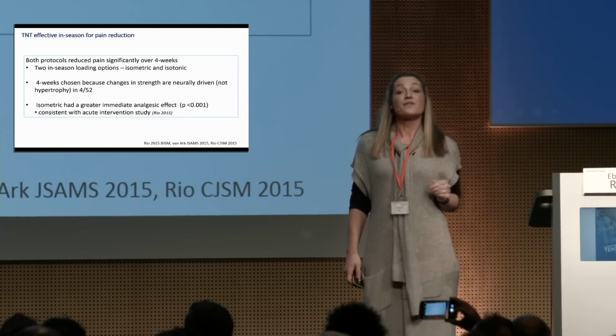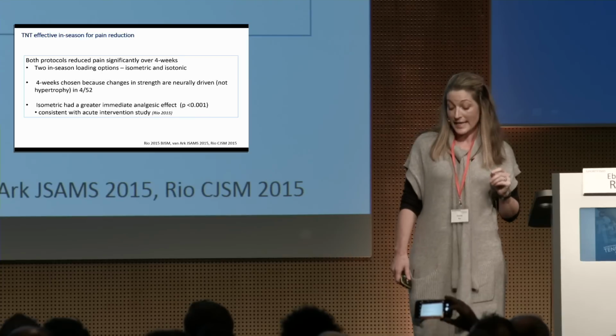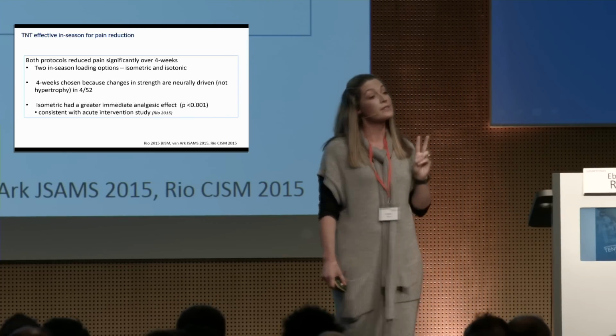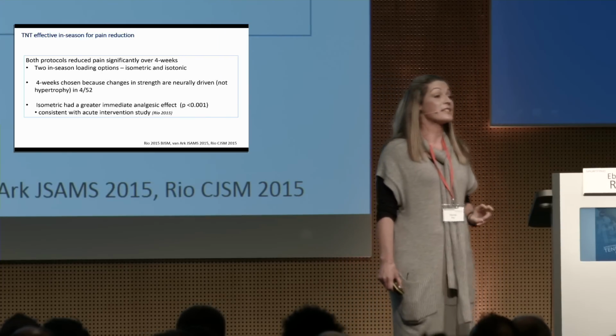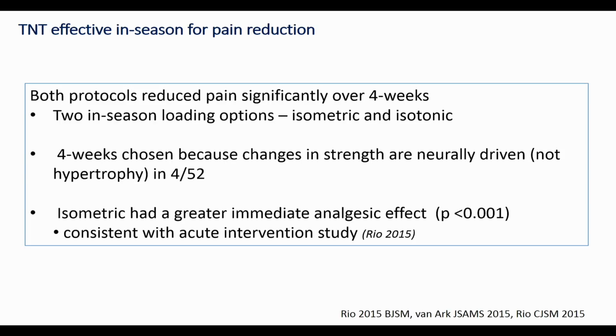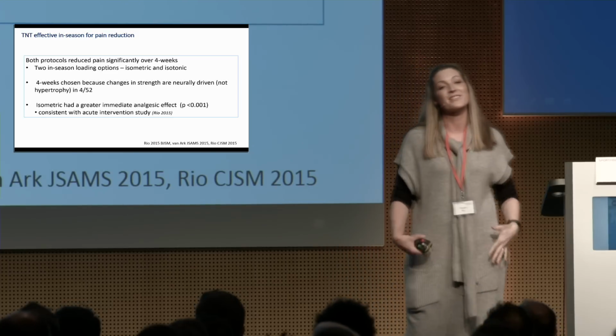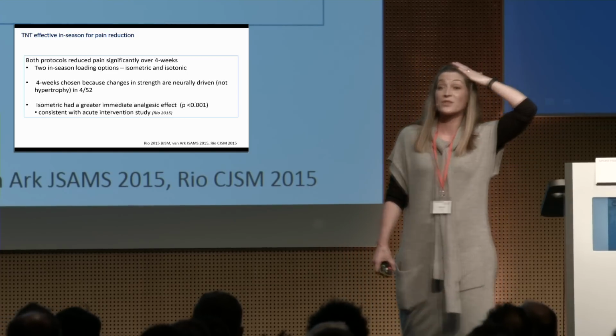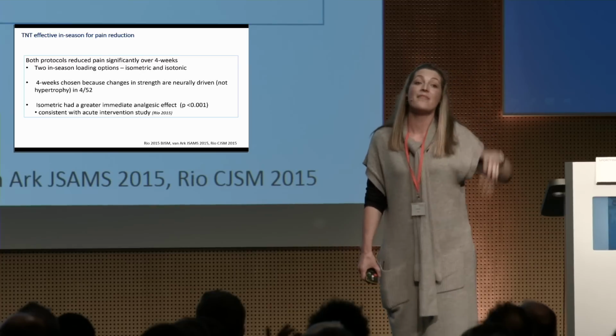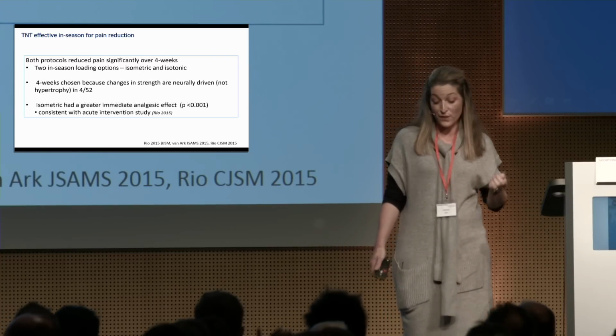So what's the evidence for tendons in season using TNT? We looked at two protocols, an isometric condition and an isotonic condition. They were both effective. That's brilliant. You have two options for treating tendinopathy in season. You can provide people with an isometric contraction or an isotonic contraction. They're both very effective. We chose a 4-week intervention because I wasn't interested in changing muscle strength. I was interested in changing motor drive, and that predominantly happens in the first 4 weeks.